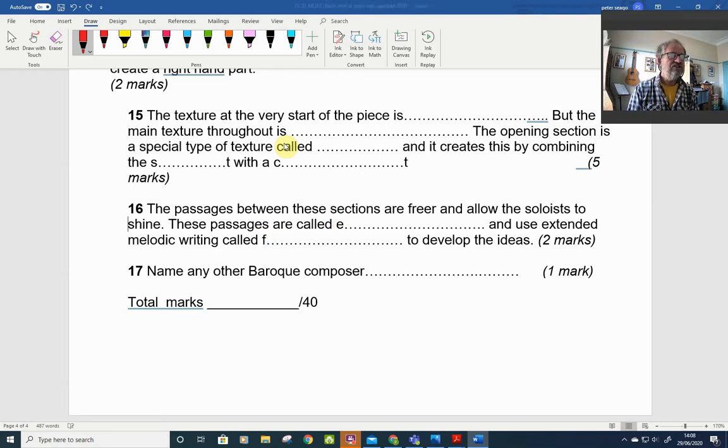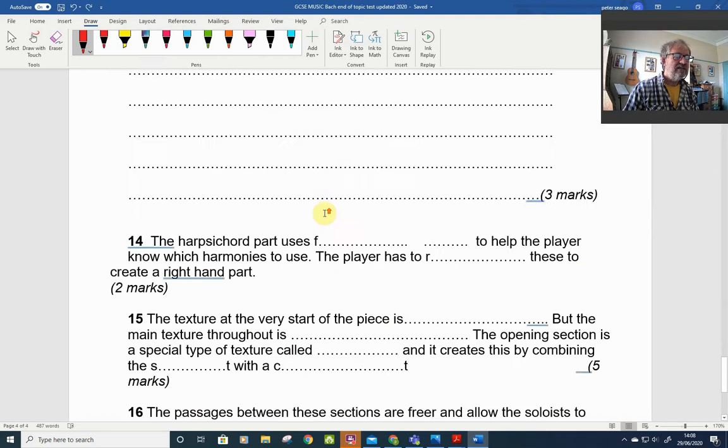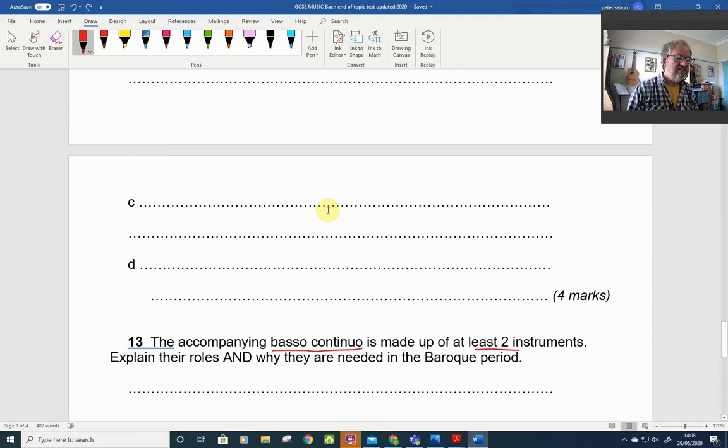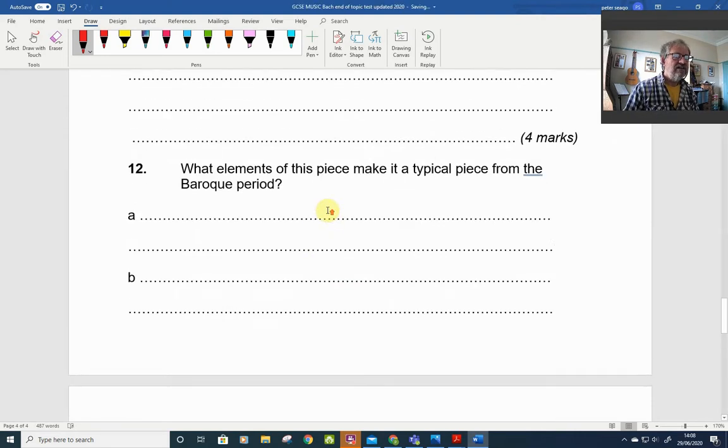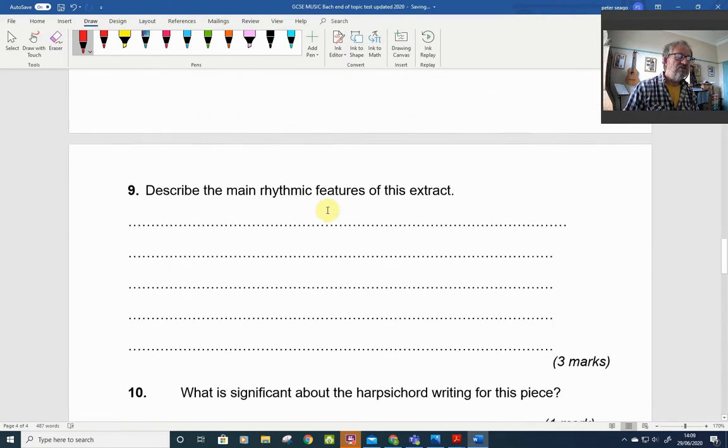So when you've finished this, you've downloaded it and either typed it up or handwritten it, and either taken photographs of it or emailed it back to me in some way. So you're either going to take photographs or you're going to email it to me as a Word document.